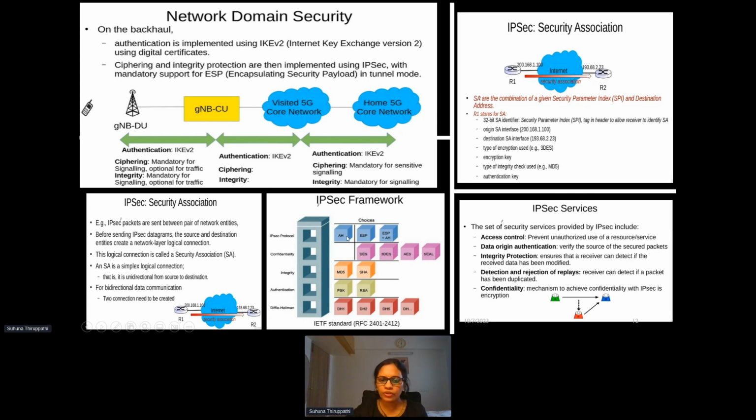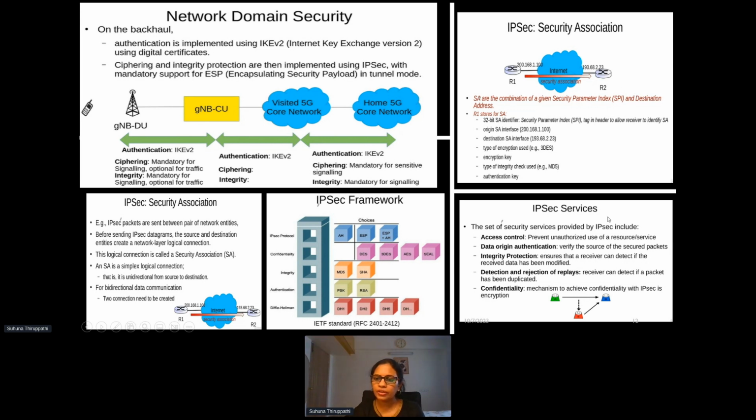Similarly, for the IP protocol, Authentication Header and Encapsulating Security Payload are the choices available before this logical connection is established. The sender and receiver can choose which algorithm, which integrity type, which authentication, and which confidentiality they want to use. They will negotiate and form this logical connection.